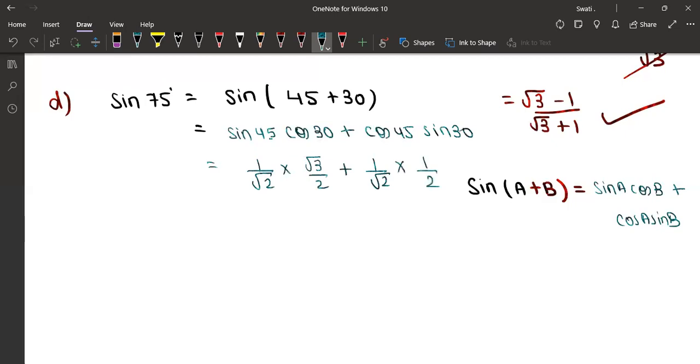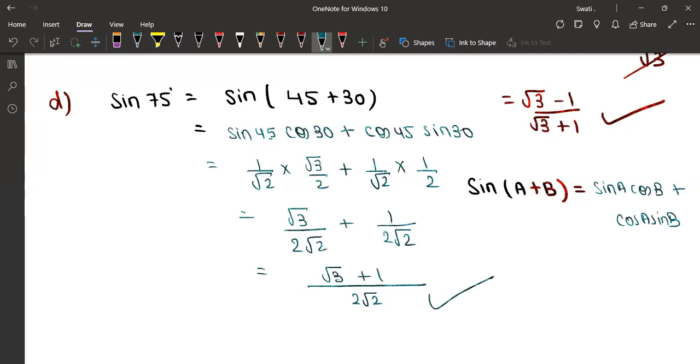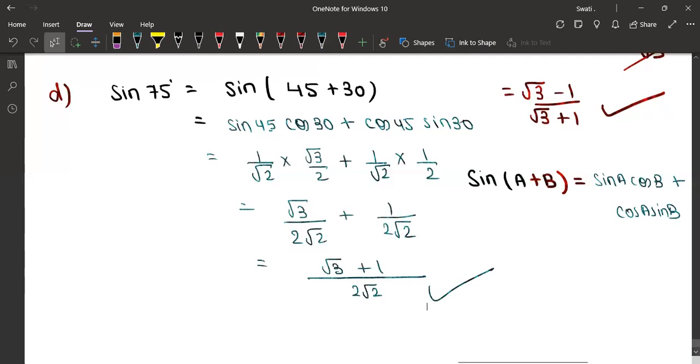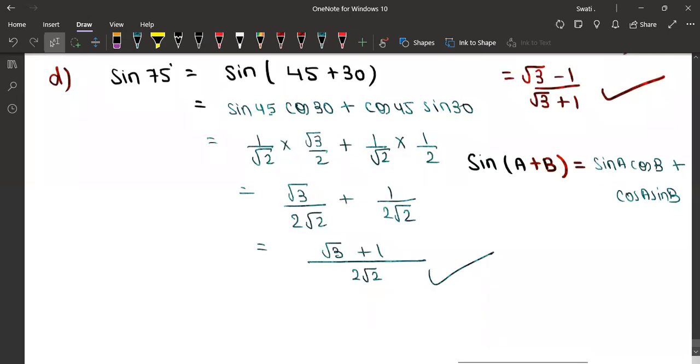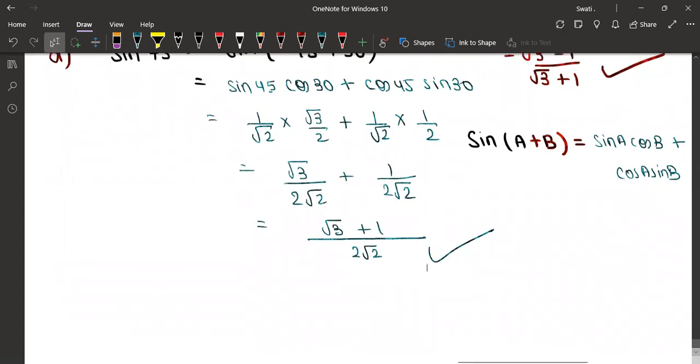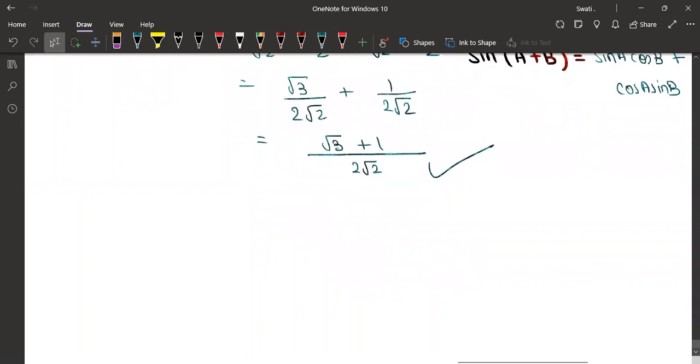So this will become root 3 upon 2 into root 2 is 2 root 2, plus 1 into 1 is 1 upon 2 into root 2 is 2 root 2. Now here if I take LCM, it will become 2 root 2, and in the numerator we have only root 3 plus 1, and that's the answer. So these are the values, okay? So if you have any question where sine 75 is included, make sure you derive the formula then and there only. You don't have to remember that sine 75 is root 3 plus 1 upon 2 root 2. Every time you can just derive your own value.